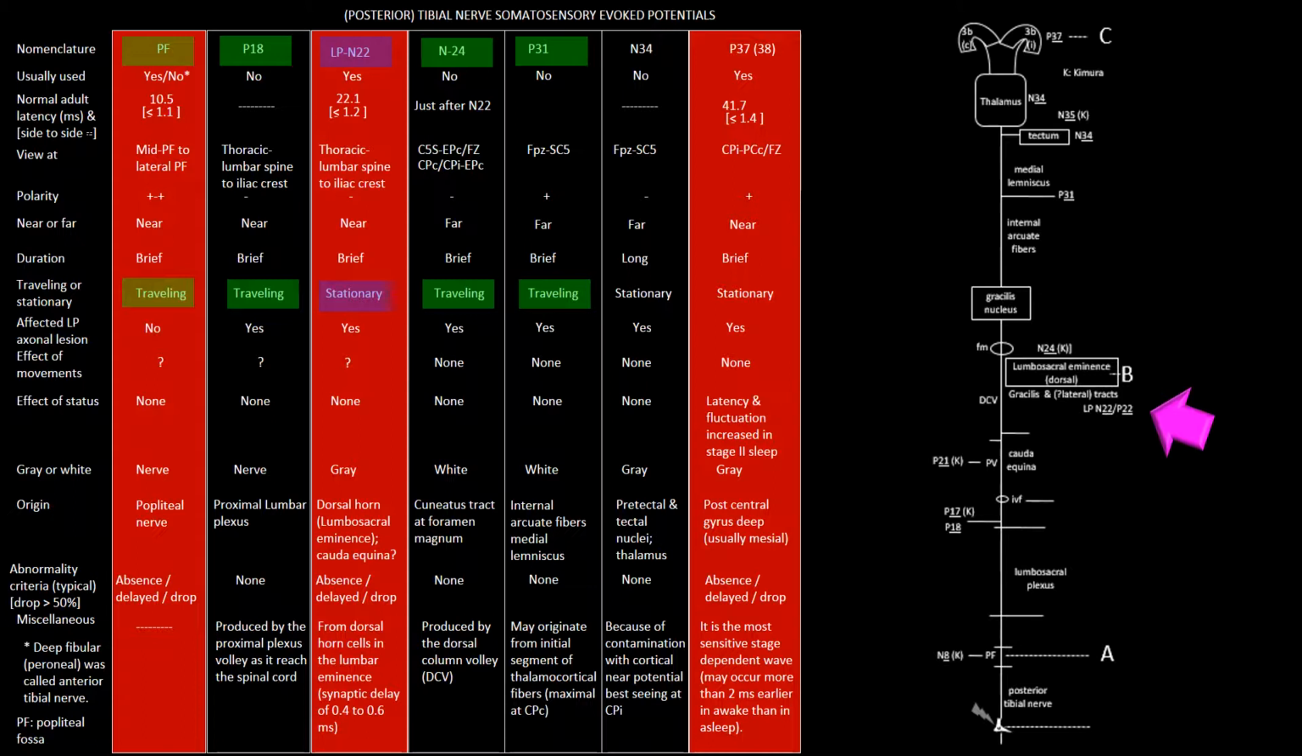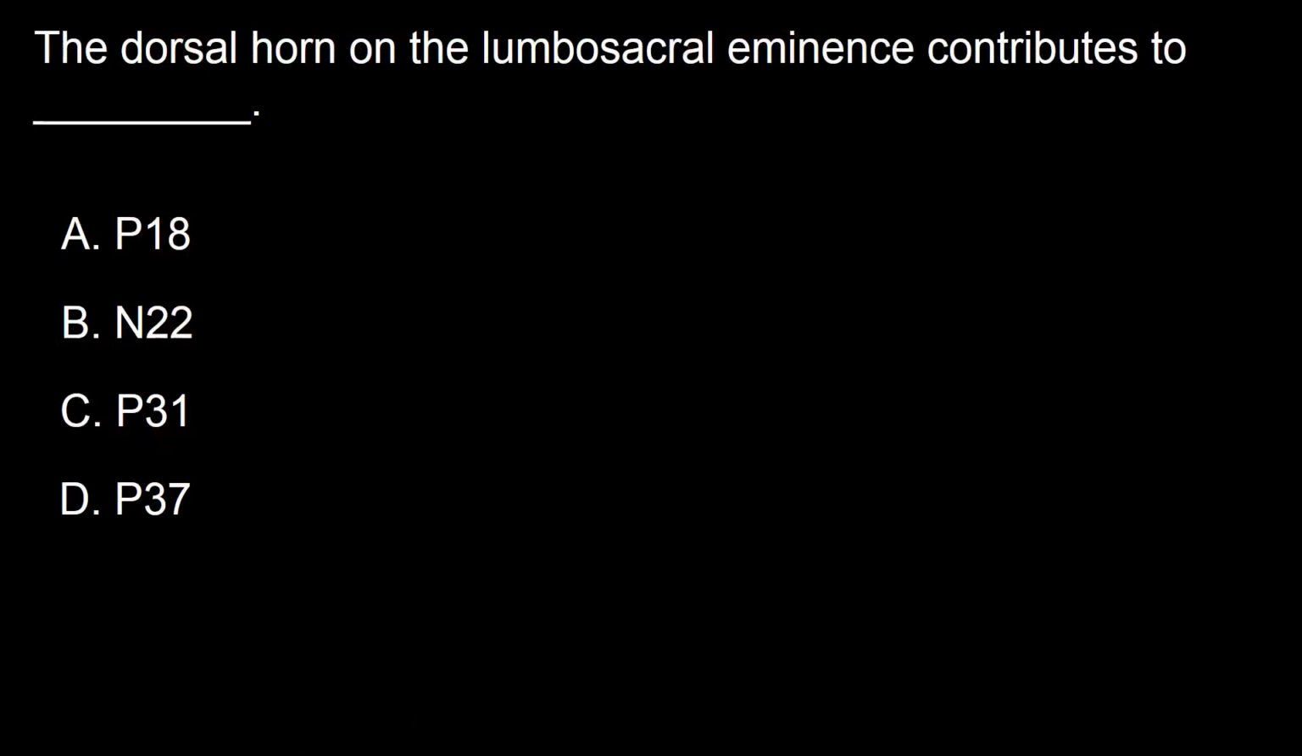The first stationary potential in the lower extremities is N22. This is considered a stationary potential despite the fact that some authors, based on the possibility of the cauda equina contribution, consider that it may have a traveling component. Next stationary potential is N34. Some authors believe it is primarily generated by the tectum, but others, we shall say the majority, believe that it originates in the thalamus. And the last clinically recordable potential in the lower extremity is P37. P37 arises from the mesial postcentral cortex. So the answer to this question is B.